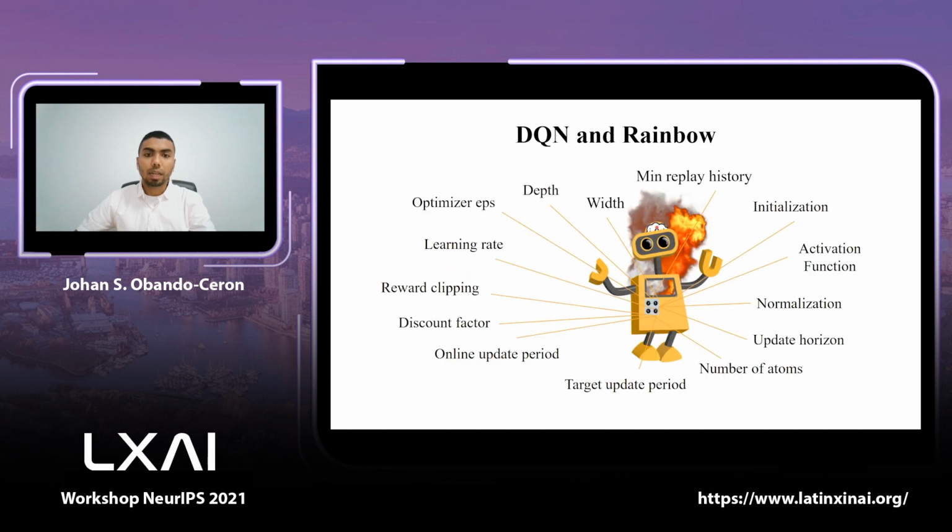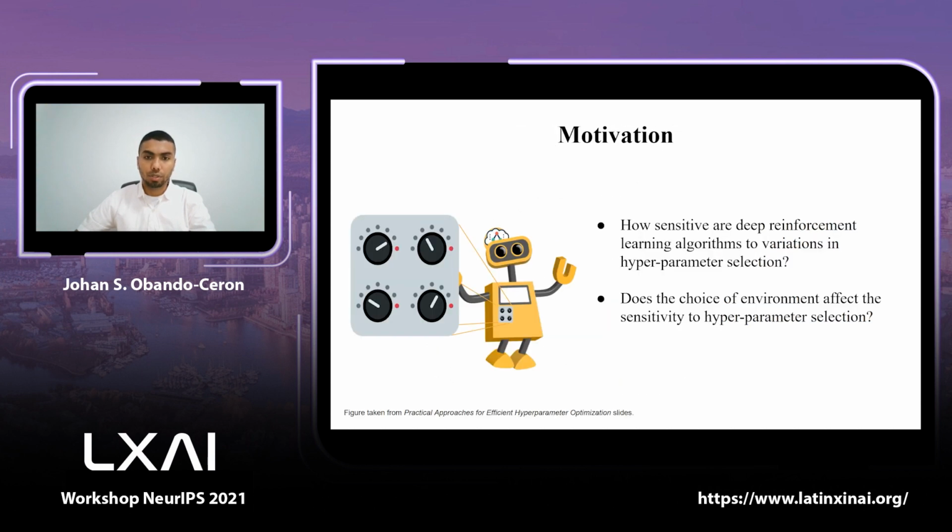To substantiate our claims, we revisit these hyperparameters in the DQN and Rainbow papers in the hope that they help bridge this gap. In this project, we seek to answer the following questions. How sensitive are deep reinforcement learning algorithms to variation in hyperparameter selection? Does the choice of environments affect the sensitivity to hyperparameter selection?